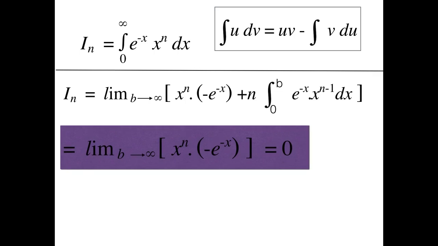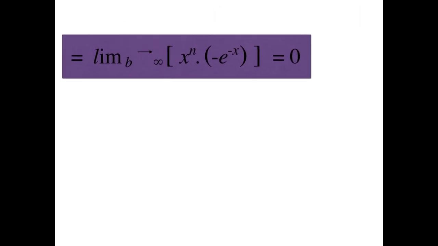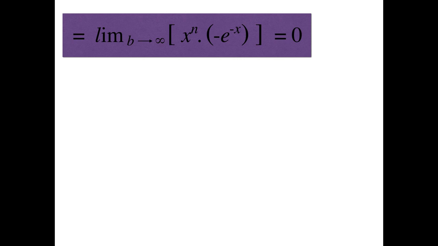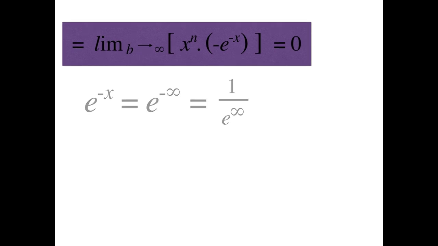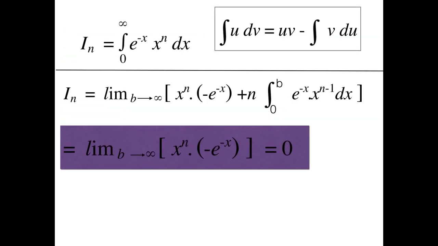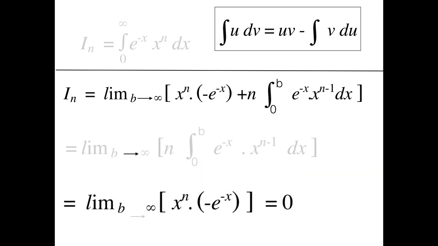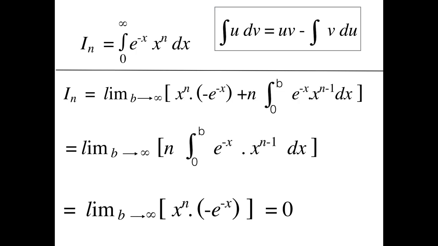And why is that? This is pretty simple, right? If you substitute infinity in the place of x, you'll get e to the power minus infinity, which is equal to 1 over e to the power infinity, which is equal to 1 over infinity, and that is equal to 0, right? So this equation is satisfied. Now we have another equation as well, right?